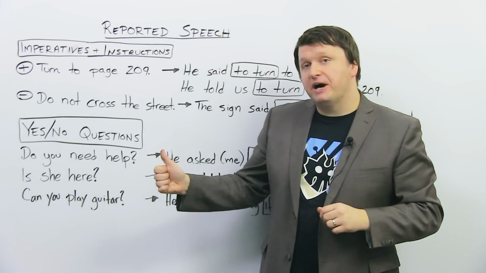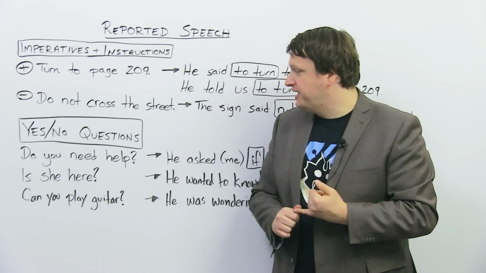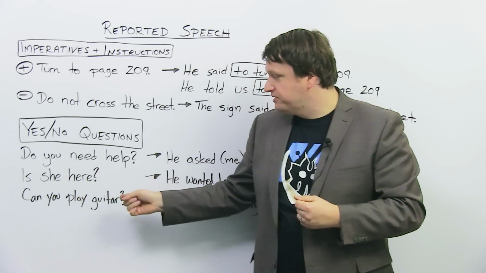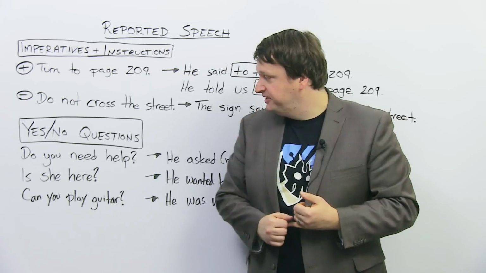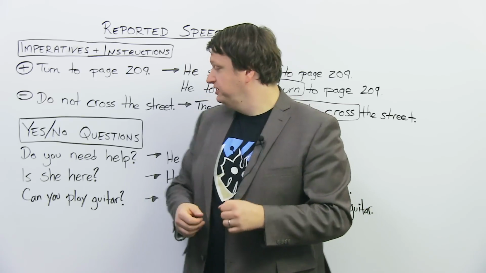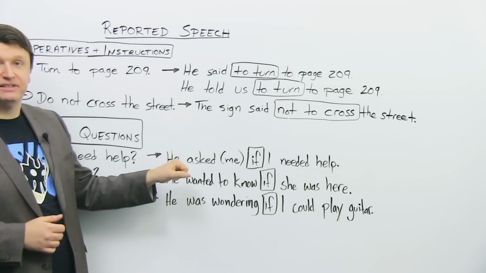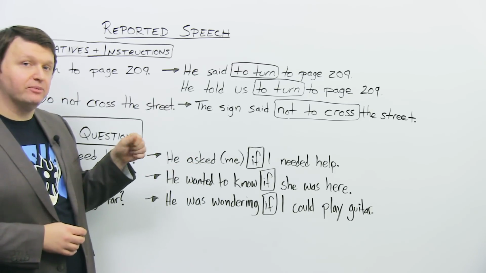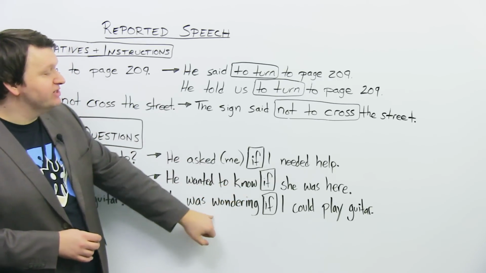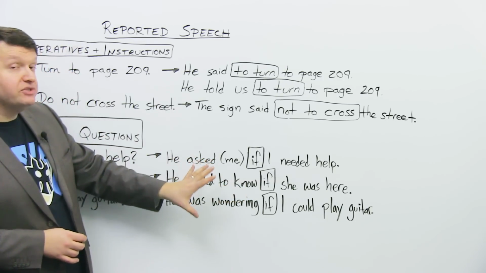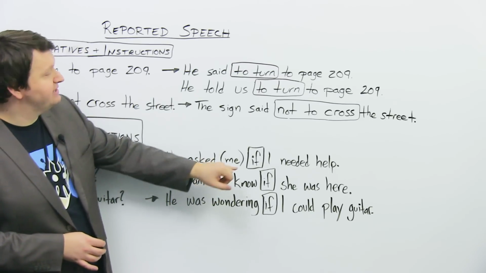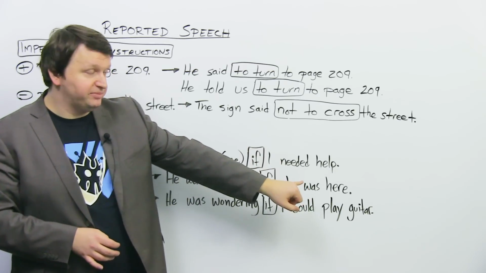Now, let's move on to yes-no questions. So we have 3 yes-no questions. Do you need help? Is she here? Can you play guitar? So first, do you need help? Yes or no? Present simple question. He asked. And again, I'm going to give you a lot of different reporting verbs here, like he asked, he wanted to know, he was wondering. And I'm going to assume that you already have this knowledge. He asked me, or he asked, if I needed help.